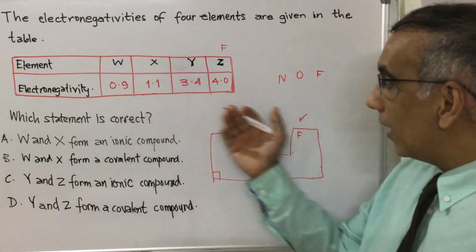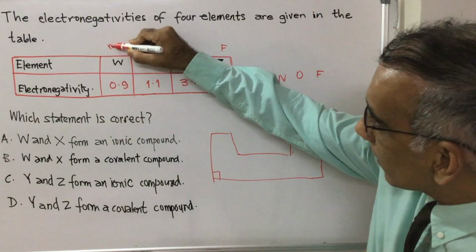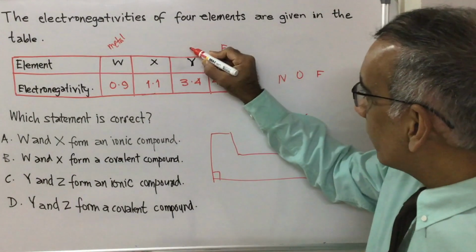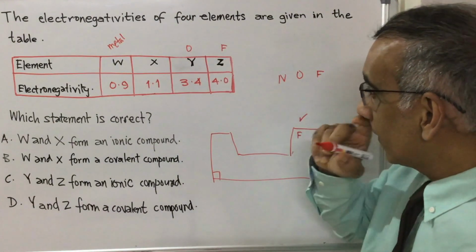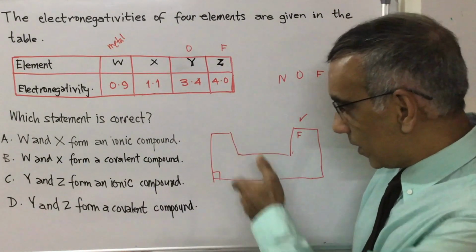So what we have here is W is likely to be a metal of some kind. You don't have to know what specific metal it is. Y could be something like oxygen or nitrogen. And X could possibly be a metal located maybe somewhere over here.